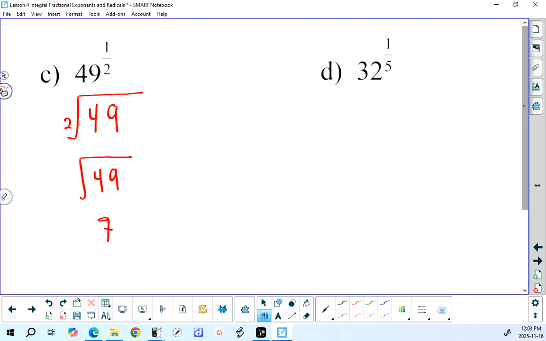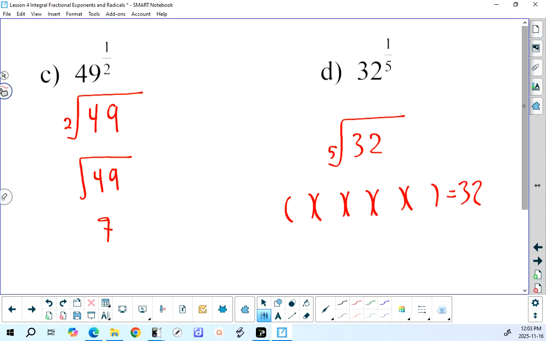32 raised to the 1/5 means the 5th root of 32. So some number multiplied by itself 5 times gives you 32. Well, I'll leave it to you to poke around on your calculator and see if you can figure that out. Pause the video if you like. But if you're going to use your calculator, try it by trial and error as opposed to just telling the calculator to find the 5th root. The answer, by the way, is 2. 2 times 2 times 2 times 2 times 2 is 32.